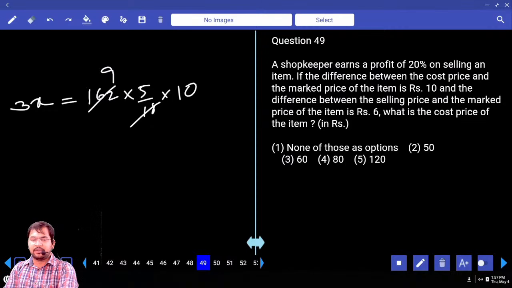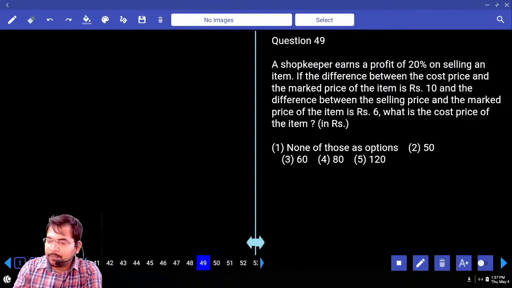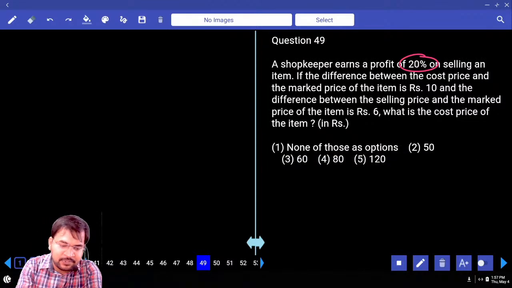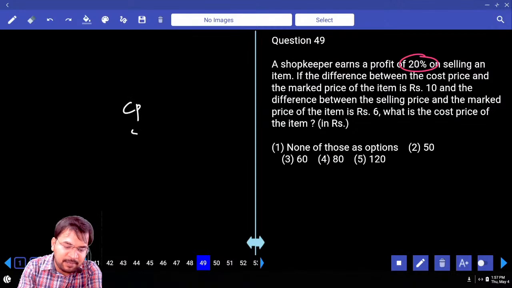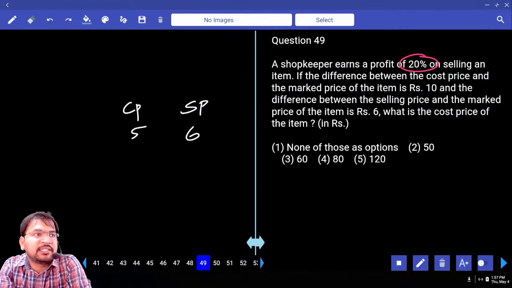If you observe carefully here, all of you, there is no need to do much. A shopkeeper earns a profit of 20% by selling an item. Therefore simply we can say cost price is 5 parts, selling price is 6 parts. Do you accept or not? Sir, why are you taking 5 parts as cost price? 20% is nothing but 1 by 5.